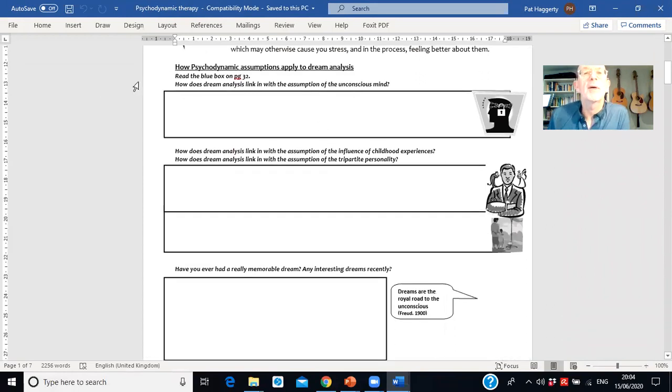How do the psychodynamic assumptions apply to dream analysis? So how does dream analysis link in with the assumption of the unconscious mind? Let's have a look on page, was it page 32? This is great, isn't it? Look how well signposted that is. So by using this one here, okay.